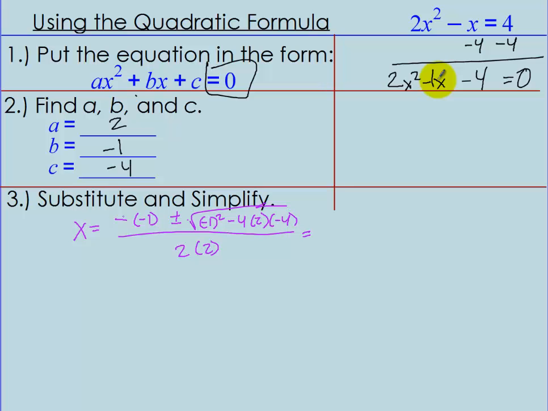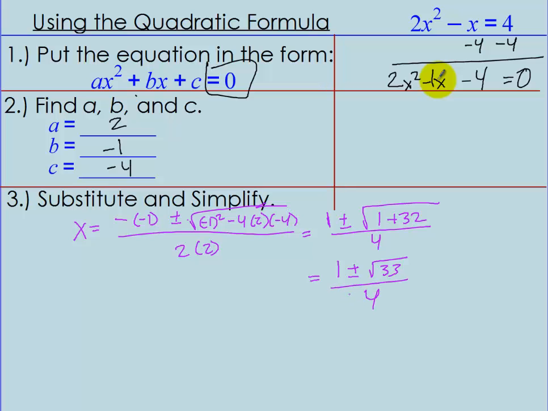The first thing I like doing: minus negative 1 becomes plus 1, so 1 plus or minus the square root. Negative 1 squared will be 1. And then 4 times 2 is 8, times negative 4 times 2 is negative 8, and then times another negative 4 will be plus 32, all over 2 times 2 is 4. And that simplifies to 1 plus or minus the square root of 33 over 4.